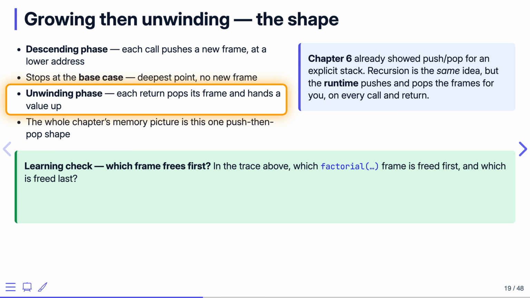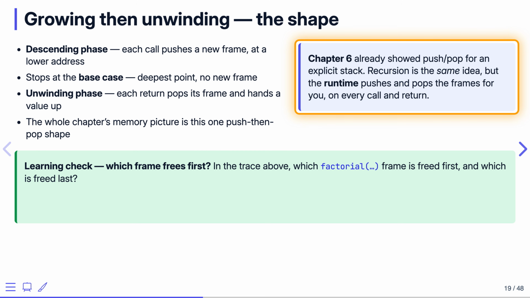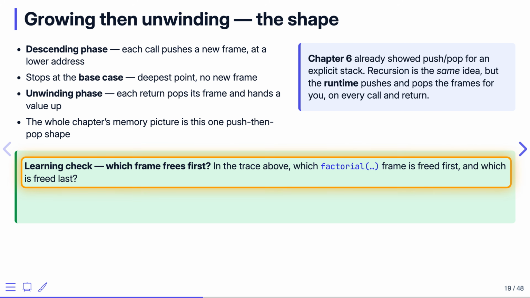Then the unwinding phase. Each return pops its frame and hands a value up to the caller. This whole chapter is one memory picture. Push on the way down, then pop on the way up. In Chapter 6, you saw push and pop for a stack you built yourself. Recursion is the same idea, but now the runtime pushes and pops the frames for you on every call and every return.